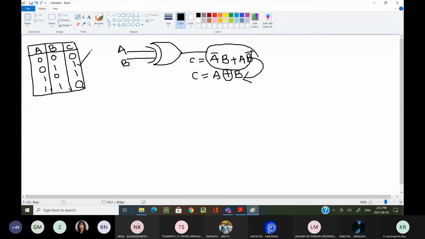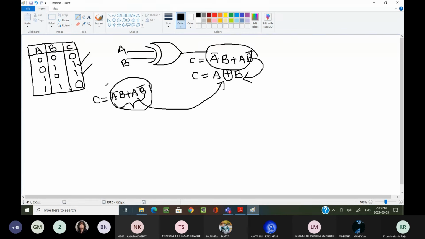Now, here in these two cases, the output is high. I am writing these two min terms as an SOP expression: C equal to A bar B plus AB bar. This you cannot further simplify. Further simplification is not possible. This is the finalized expression. This we can write in this format. This is the logical expression for XOR.